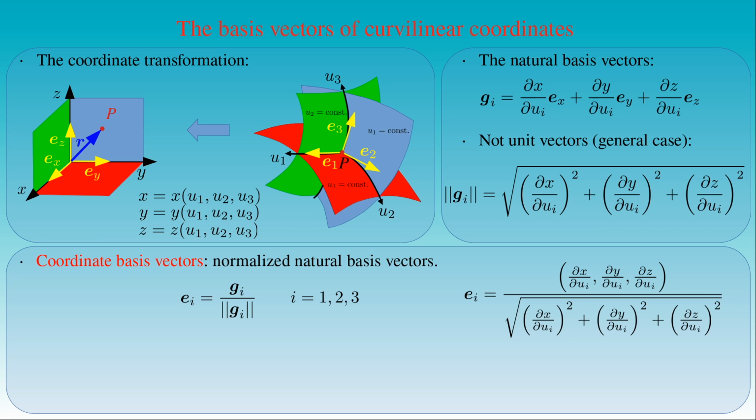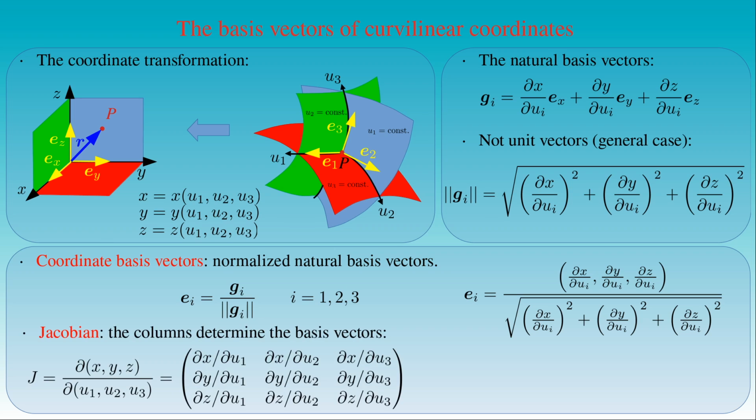However, we can use the Jacobian J of the coordinate transformations between the Cartesian coordinates and the curvilinear ones to compute the basis vectors. In fact, the columns of the Jacobian will help us to determine them. Since each column of the matrix J contains the numerator of the fraction defining the corresponding basis vector, it is enough to read out their components from the column vectors of the matrix, denoted with J1, J2 and J3.